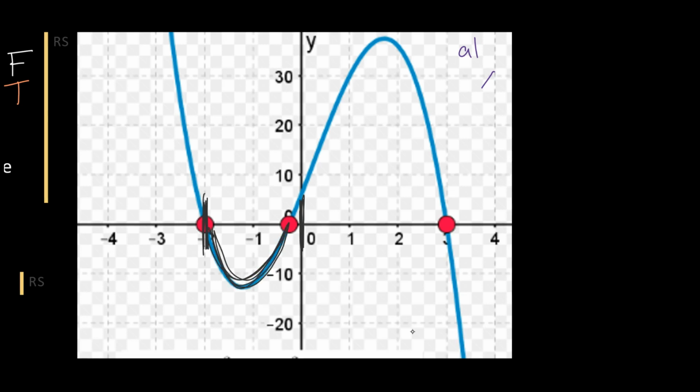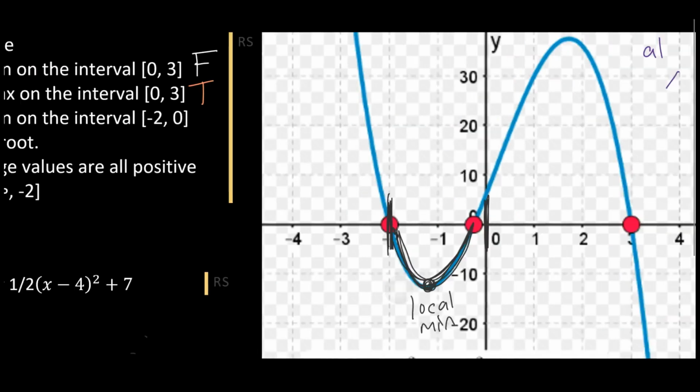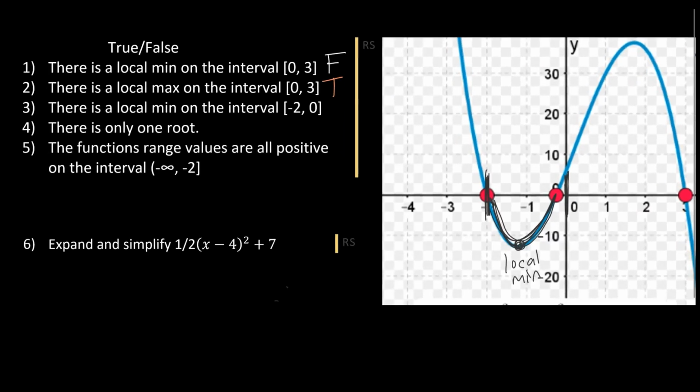Yes. Where is it? Beautiful. Right here is a local min. So was there a local min on the interval -2 to 0? Yes. So what do I put there? True. Wonderful.